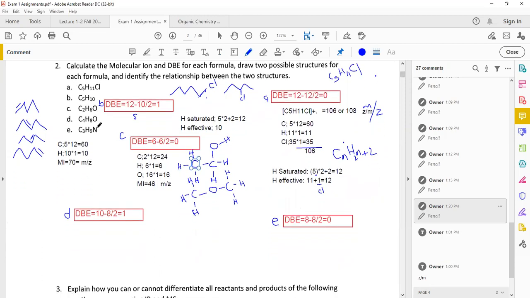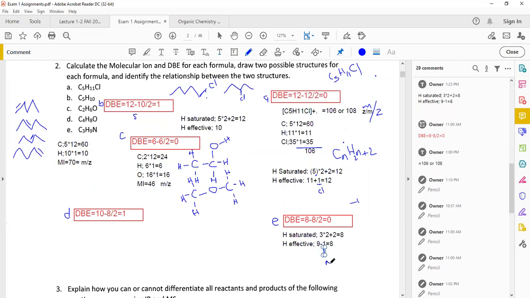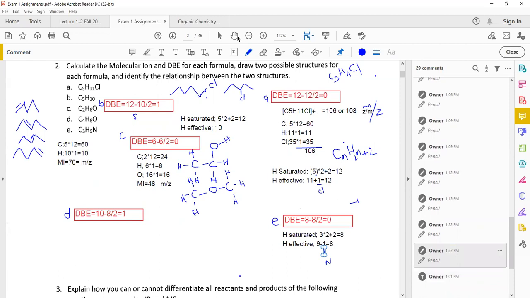E has the nitrogen on it. Remember, nitrogen, we need to subtract one when we do the double bond equivalency. Hydrogen saturated, so saturated, I have 3 times 2 plus 2, so it will be 8. And then the effective, I have 9 minus 1, it will be 8. I subtract one because I have the nitrogen, okay? So that's why, let me point it out here. This one is for the nitrogen, okay? When I have nitrogen, I need to do that subtraction.